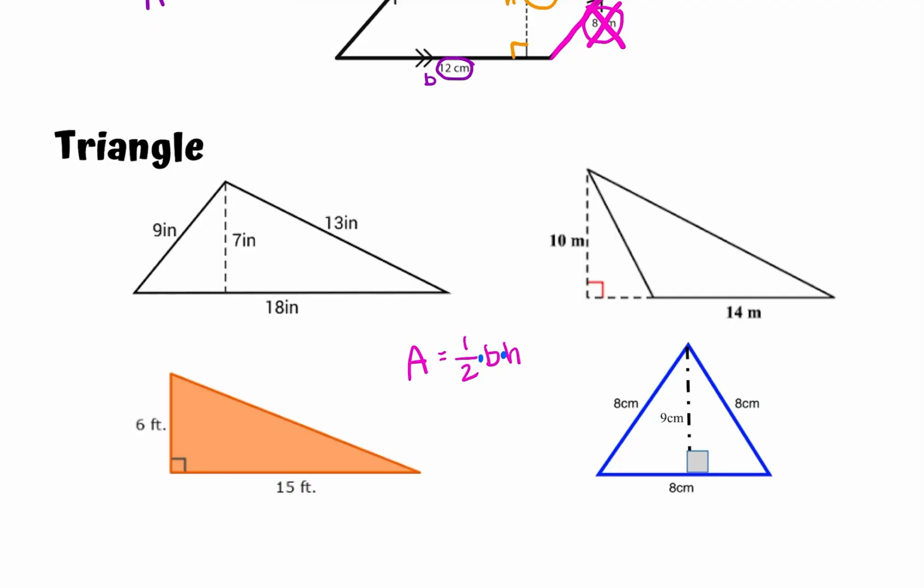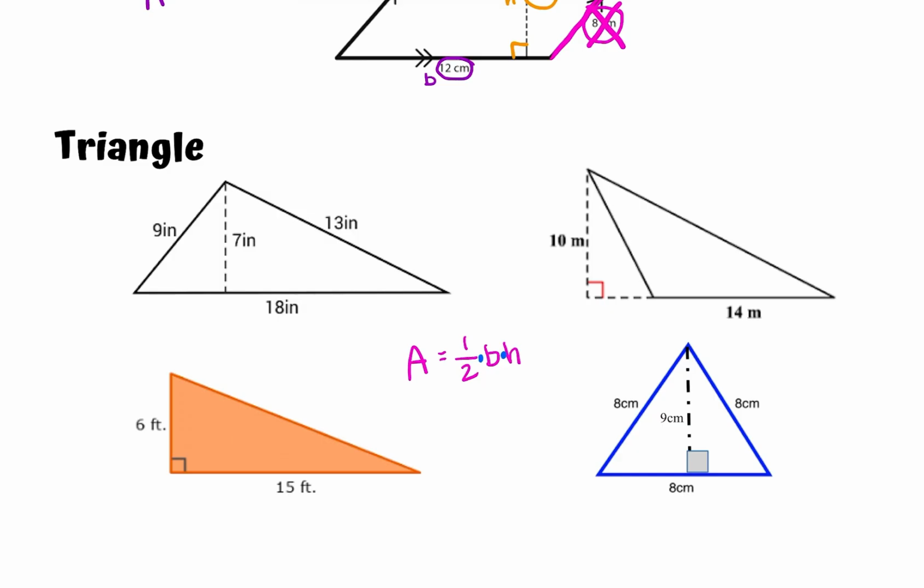Now, triangles have 3 sides. So this one, 1, 2, 3. This one, 1, 2, 3. That dotted line does not count. That's our height. So 1, 2, 3. 1, 2, 3. 1, 2, 3. So these are all triangles. Let's go through and talk about where the base and the height are in all of those.